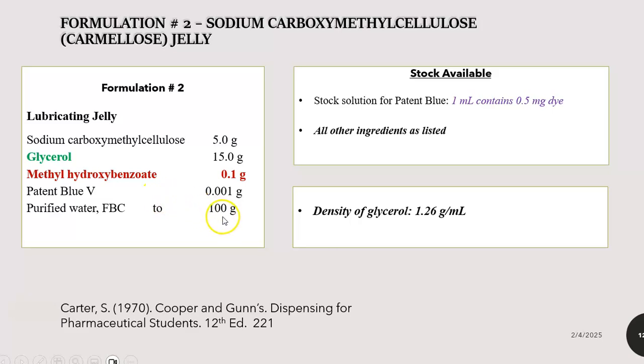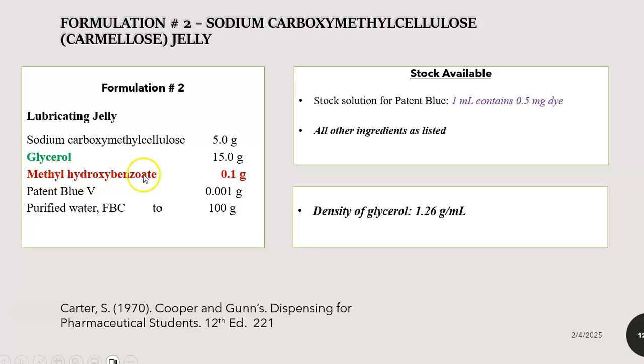It adds up to 100 grams, so it's not 100 milliliters. It's by weight. Jellies are made by weight. We weigh our methyl cellulose. We measure our glycerin, and of course, the density information is needed because the glycerin is very fluid, so we can convert this into a volume, and we'll measure whatever that volume is.